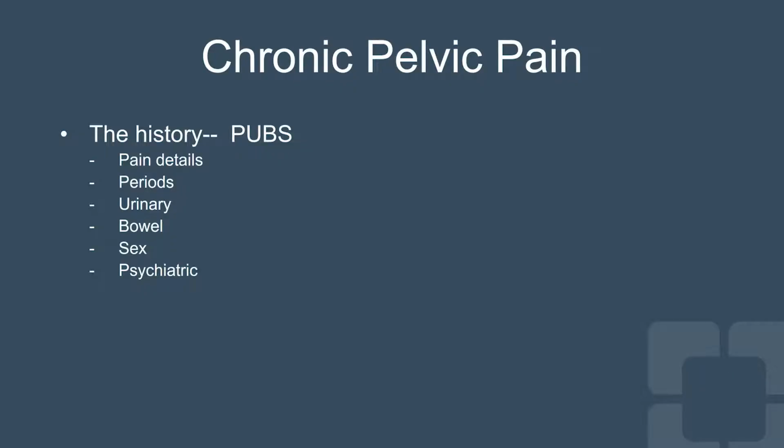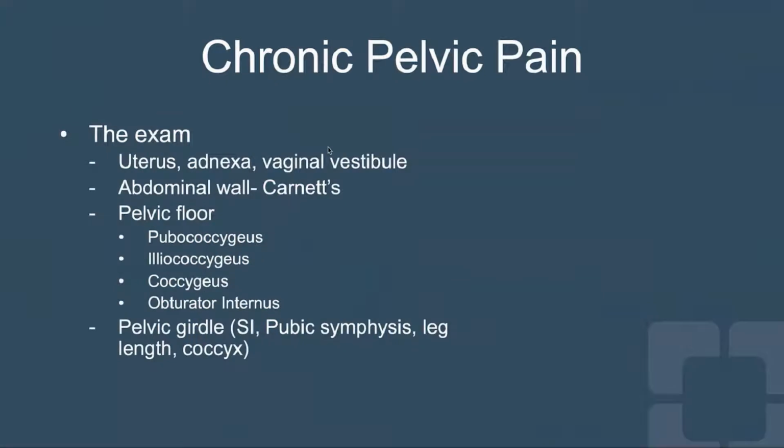So how do I look at chronic pelvic pain? Well, generally I look at a history. So looking at pain details: intensity, location, alleviating factors, initiating factors, radiation, the nature of the pain, all those things that we learned in medical school. I also always ask about the association with periods and cycles, is this associated with the urinary system, the bowel, symptoms, is it associated with sex, and is there a psychiatric component to this as well?